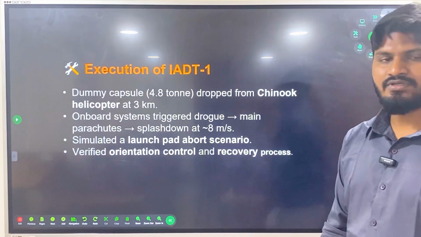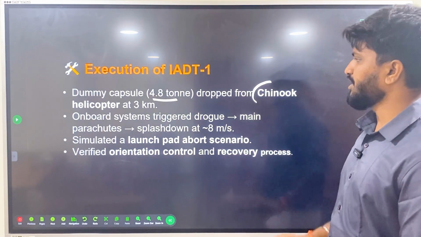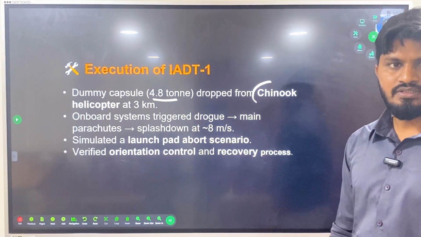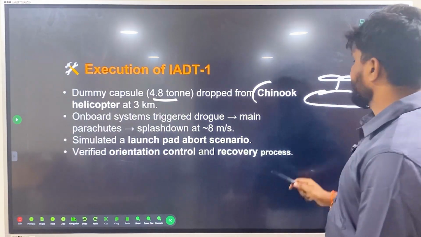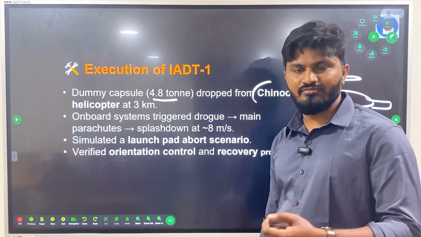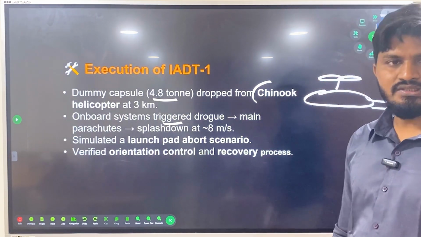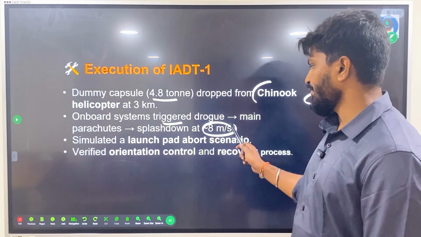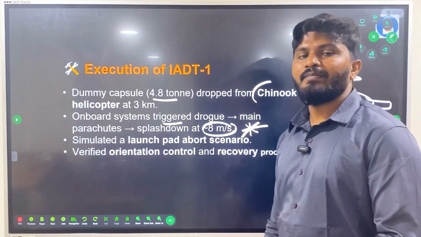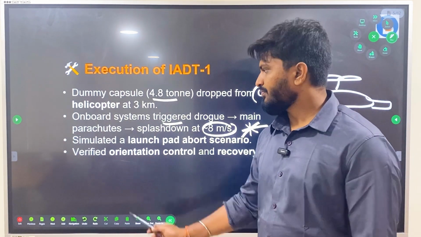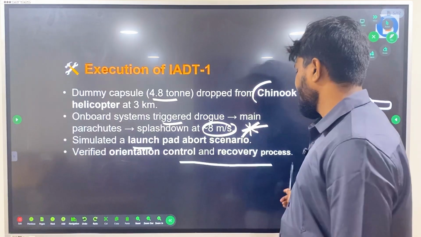Execution: initially they used a dummy capsule of 4.8 tons dropped from a Chinook helicopter at 3 kilometers. The Chinook helicopter was procured from the USA. Next, the onboard system triggered to deploy the main parachutes, and the splashdown at 8 meters per second was successful, which is the required speed to make sure it doesn't break up. They also simulated a launch pad abort scenario, and verified orientation control and the recovery phase.